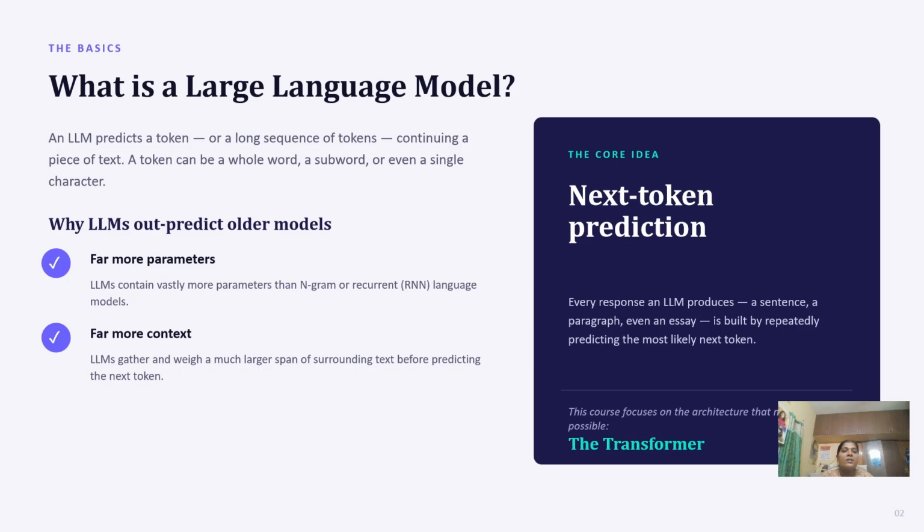So what is a large language model? A large language model, as I said earlier, is an LLM that predicts a token or a long sequence of tokens, or continues with a piece of text or a character. In general, a token can be a whole word, a subword, or even a single character.